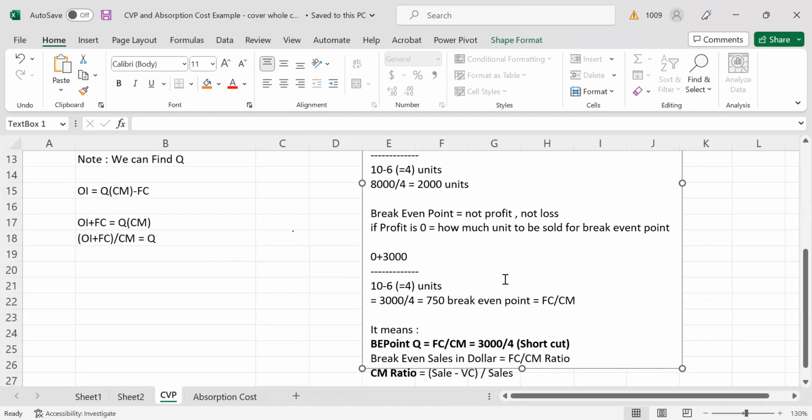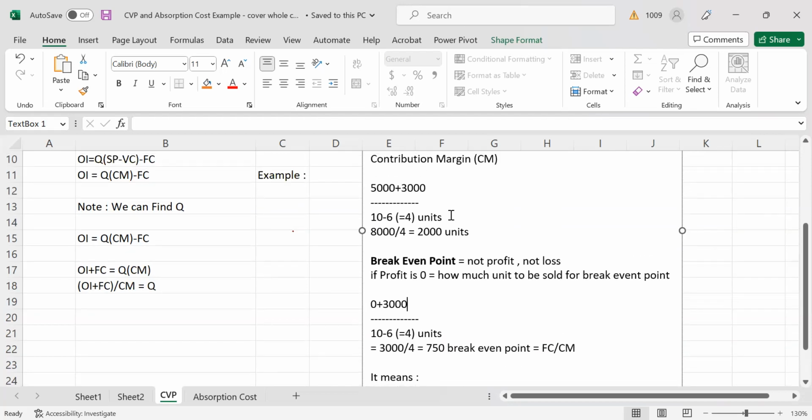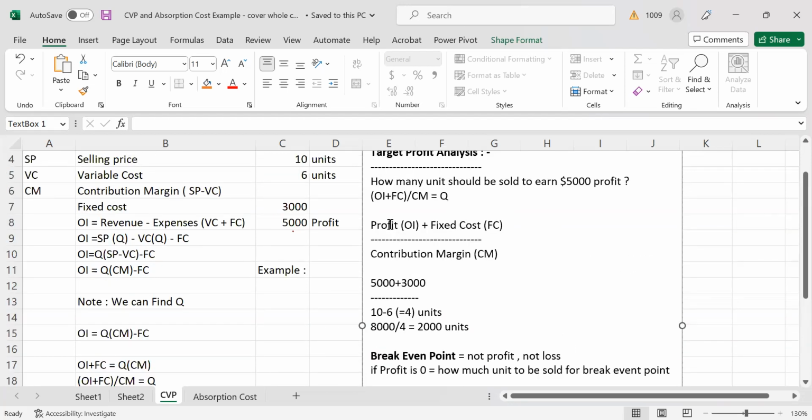Now the second thing is, if we want to know the break-even point. Break-even point means no profit, no loss. How much quantity will we sell if we find no profit, no loss in the company? That is known as break-even point in units. So how to calculate? It's very, very easy. Exactly the same formula that we have here, we are going to implement here.